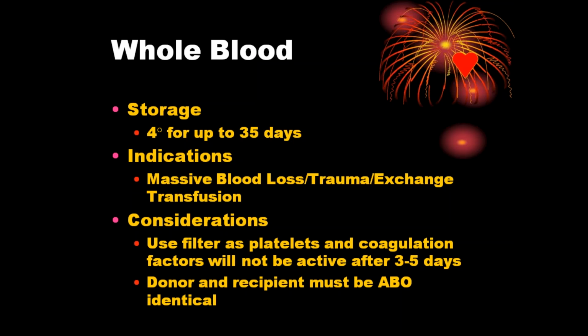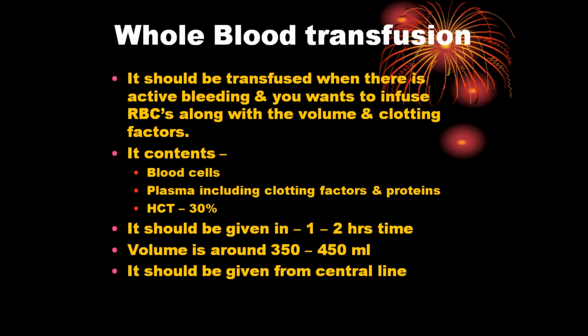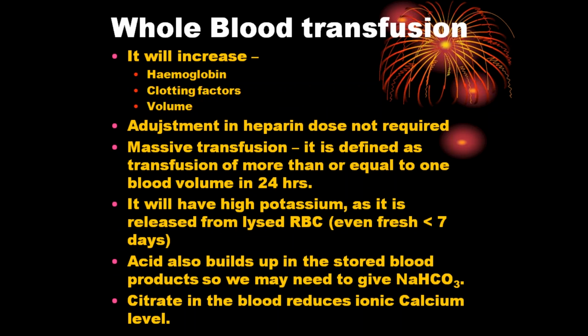Indication: massive blood loss, trauma, or transfusion. The platelets and coagulation factors will not be active after 3 to 5 days, and donor and recipient must be ABO identical. It should be transfused when there is active bleeding, and if you want to infuse RBCs along with the volume and clotting factors. It contains blood cells, plasma, including clotting factors and proteins, with a hematocrit of 13%. It should be given over a period of 1 to 2 hours, with a volume of around 50 cc, and should be given through a central line. It will increase the hemoglobin, the clotting factors, and the volume. Adjustment in heparin doses is not required.